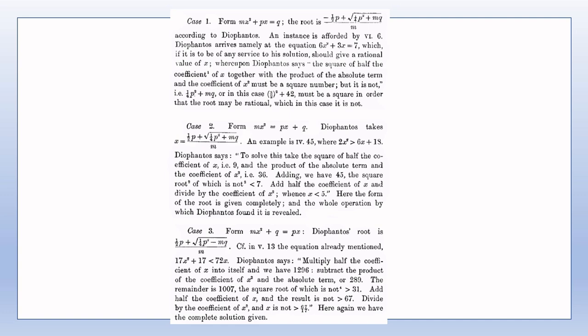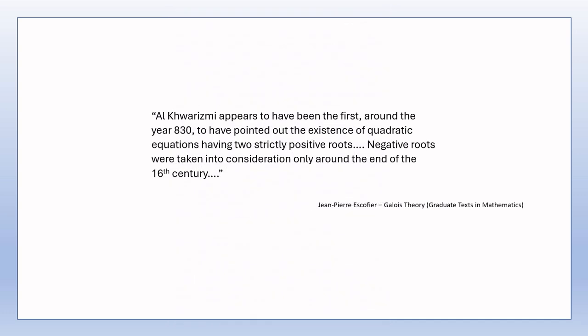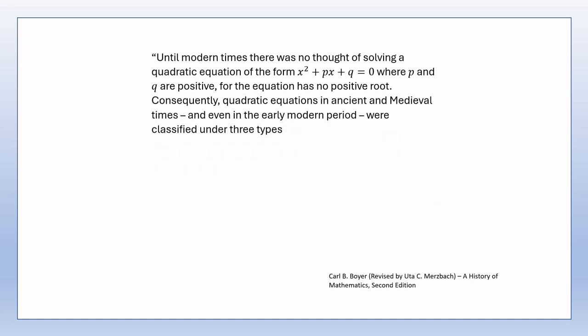In Jean-Pierre Escoffier's book, Galois Theory, we read, Al-Khwarizmi appears to have been the first, around the year 830, to have pointed out the existence of quadratic equations having two strictly positive roots. Negative roots were taken into consideration only around the end of the 16th century. And again in Boyer we read, until modern times there was no thought of solving a quadratic equation of the form x squared plus px plus q equals 0, where p and q are positive, for the equation has no positive root.